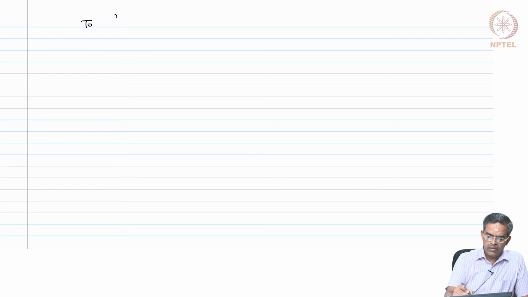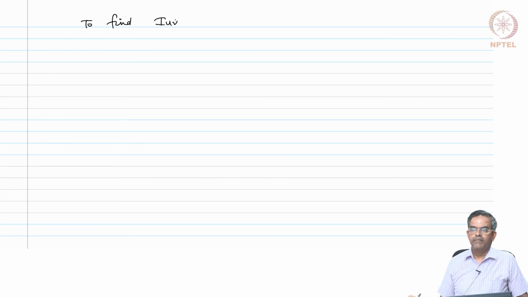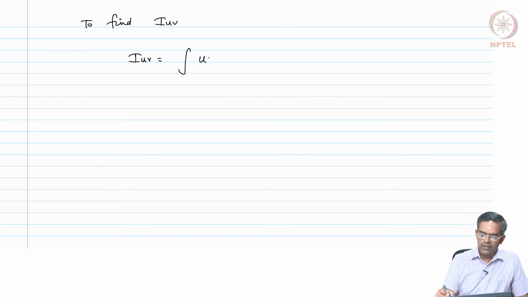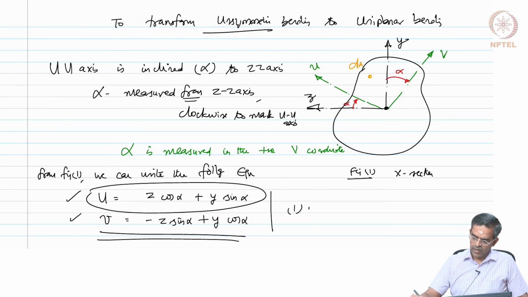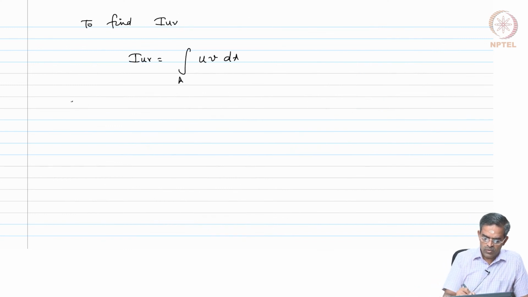Let us also find out the cross product, which is Iuv. We know Iuv is given by the integral of uv dA over the area A. So, we already have the values for u and v. We see in equation 1 we have u and v. So, let me write it here. So, substitute for u and v from equation 1.